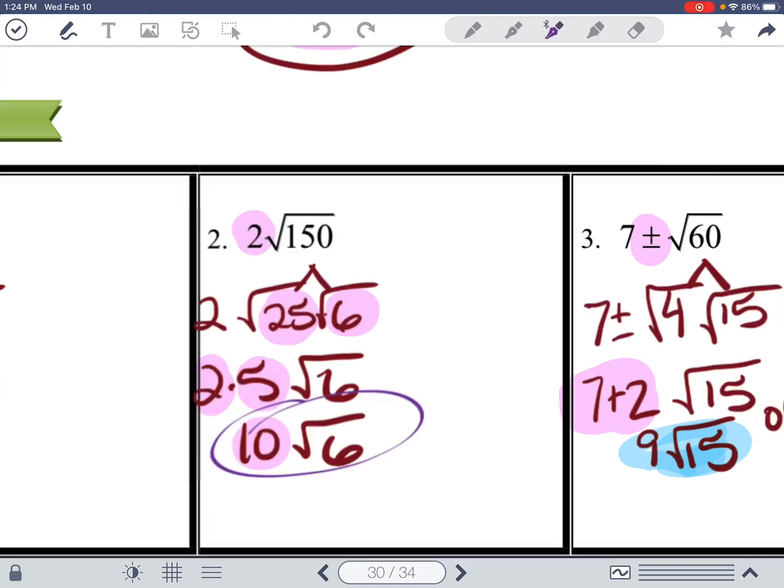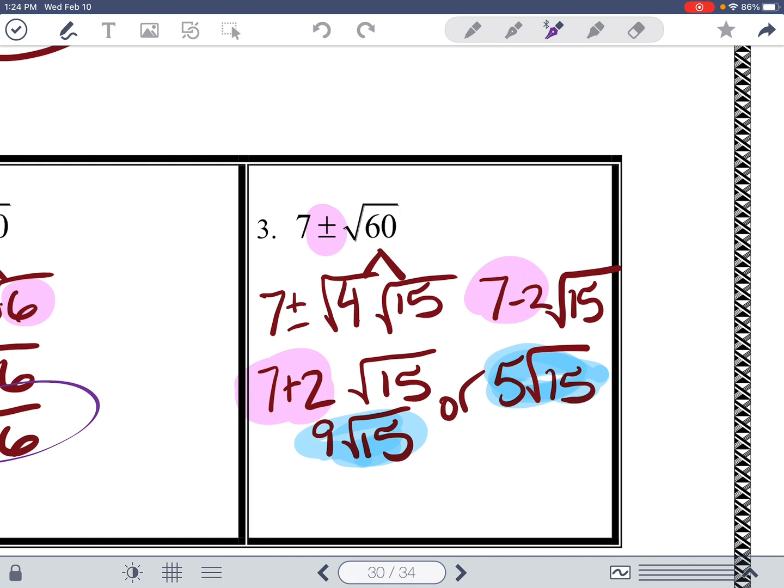Okay? The next one says 7 plus or minus radical 60. So let's break down radical 60. It's the square root of 4 times the square root of 15. Well, the square root of 4 is 2. So the first time around, I'm going to add 2 to 7 to get the 9. 9 radical 15 is my final answer for that half. The next time I have to take that 2 and subtract it from 7 to get 5 radical 15. So sometimes you have a plus and minus sign here, and you have to do both with whatever you bring outside of the radical symbol.